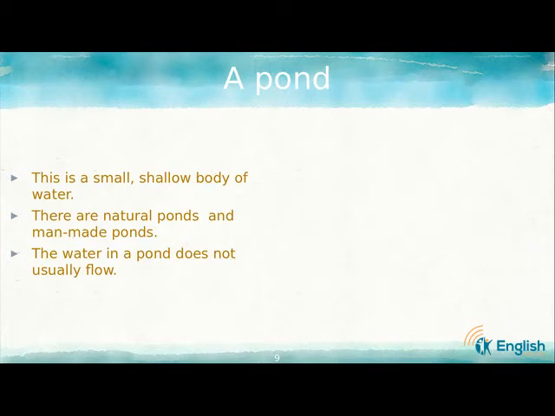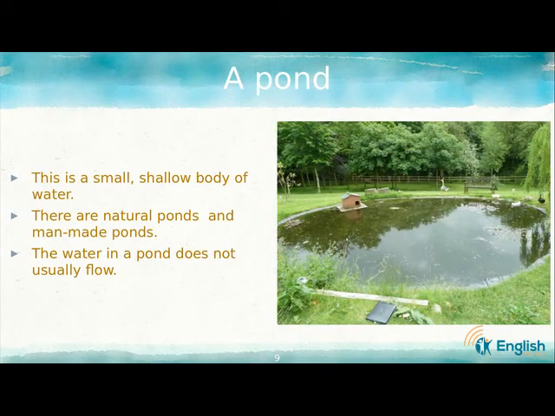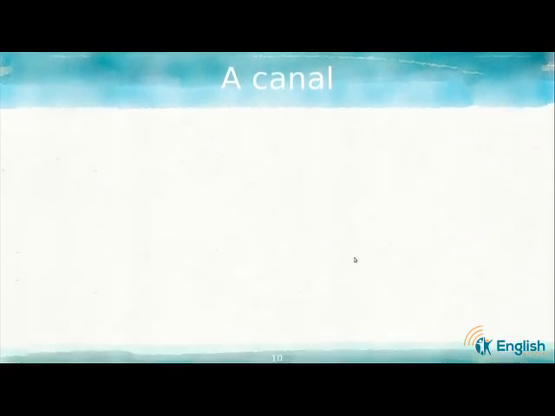What's the difference between a pond and a lake? The main difference is in the size and the depth. A lake is deeper than a pond, and in terms of size, a pond is usually smaller than a lake. Here you can see a beautiful pond in a garden. Let's move on to the next word, a canal.